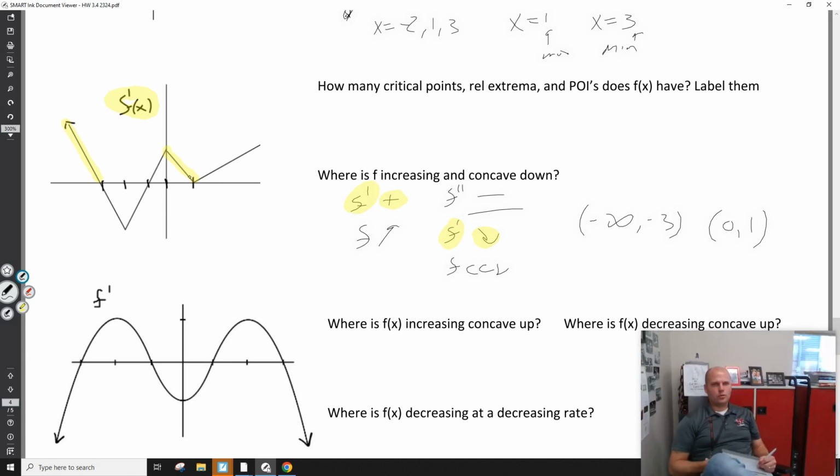Critical points 1, 2, 3. Relative extrema, x equals -3 is a max. X equals -1 is a min. Points of inflection are going to be at -2, 0, and 1.